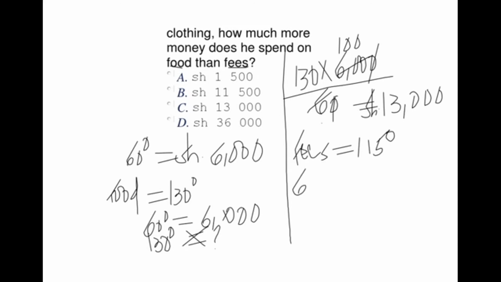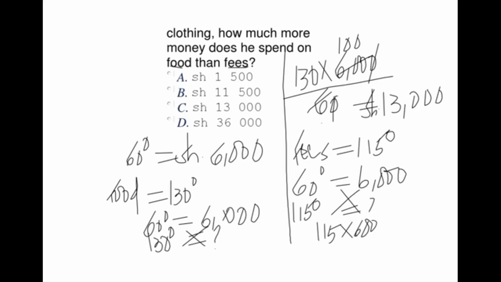So if 60 degrees equals 6,000, what about 115 will give us what? So we have 115 times 6,000 divided by 60. 0 and 0 cancel, 6 by 6 is 1, so 100. 100 times 115 gives us 11,500.